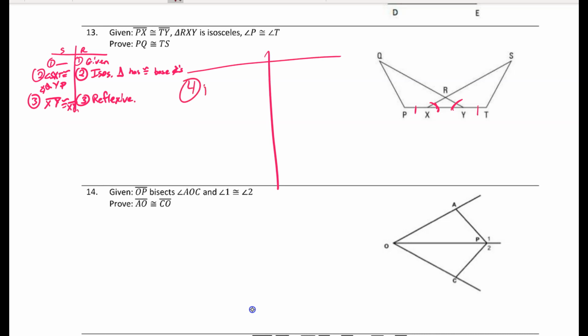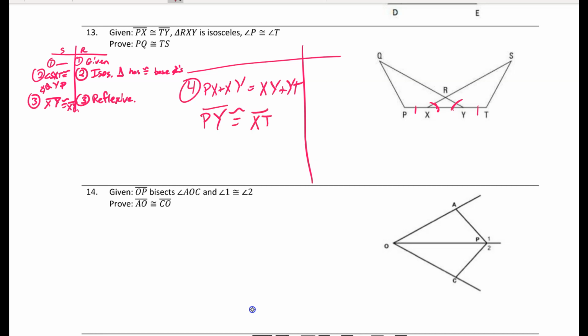So I could say that PX plus XY is the same as XY plus YT, which would mean that PY is congruent to XT. That's going to be an addition property. So what I did is I took this piece, I summed these 2, then I summed those 2 and said that they were the same because the parts were the same length.